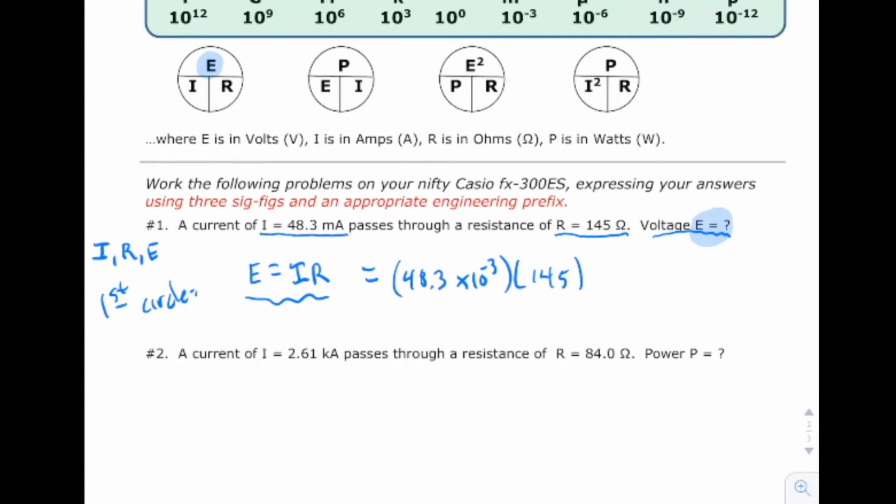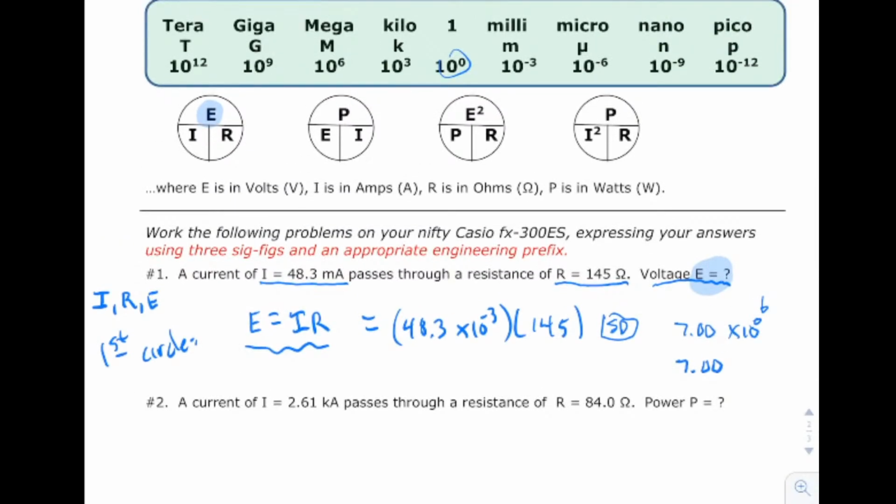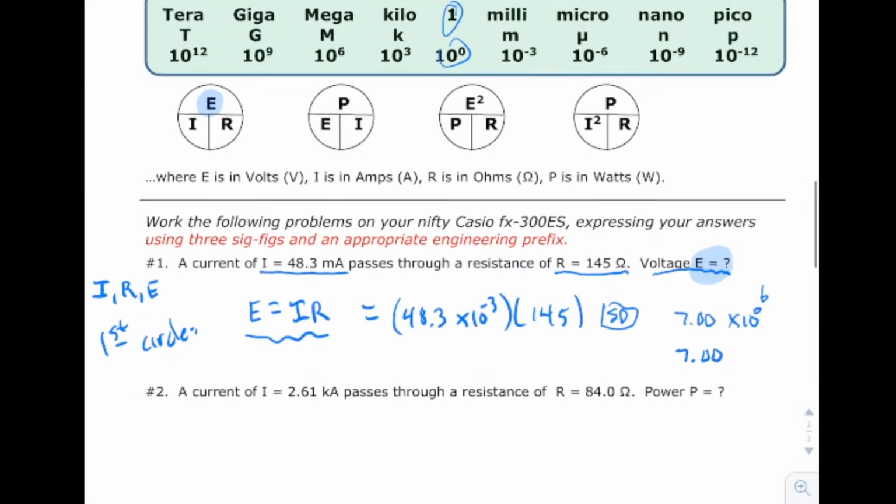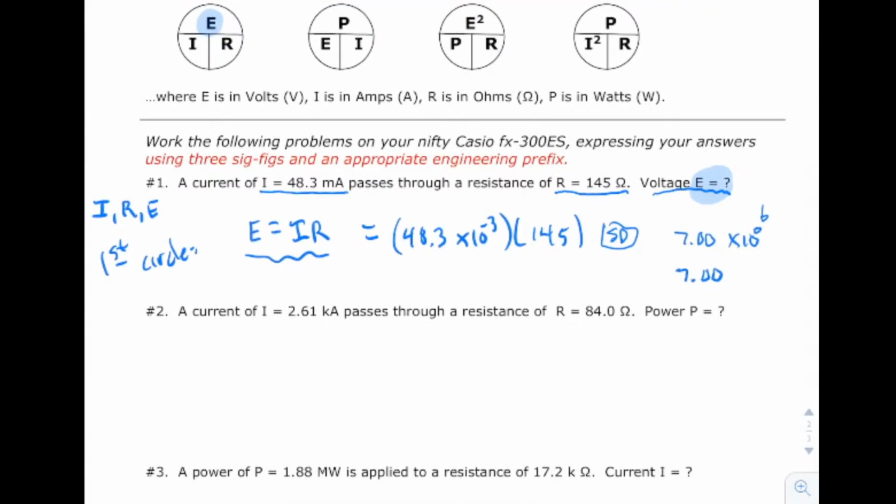It's in the scientific notation mode, and what it's telling me is 7.00 times 10 to the 0. Notice I don't have to hit the ENG button because 10 to the 0 means don't move the decimal. So that means there's really no prefix. Remember, 10 to the 0 is 1. So this is going to be regular volts, 7.00 regular volts. Again, remember, E is in volts. Our answer is in volts: 7.00 volts.